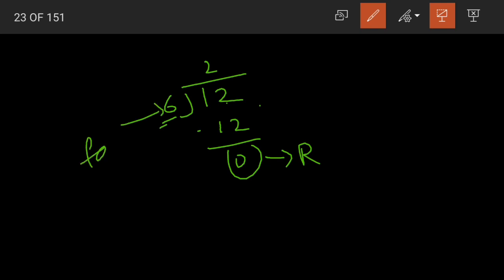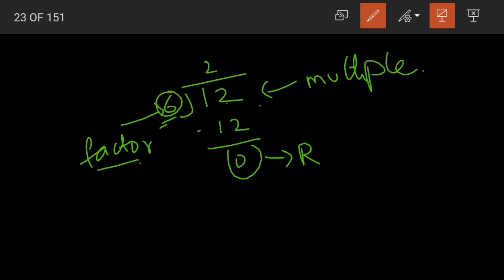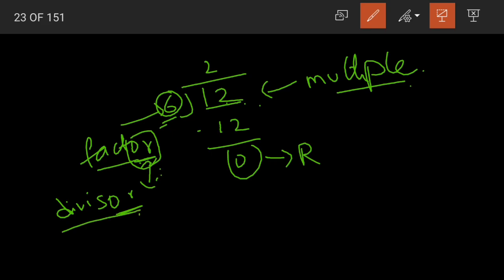So what does 6 become? 6 becomes our factor and the dividend here becomes our multiple of 6. Divisor becomes our factor and dividend becomes our multiple. Even in factor we have the divisor, so the common point is that the divisor becomes our factor and the dividend becomes our multiple.